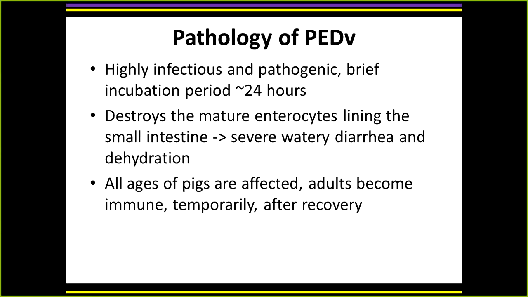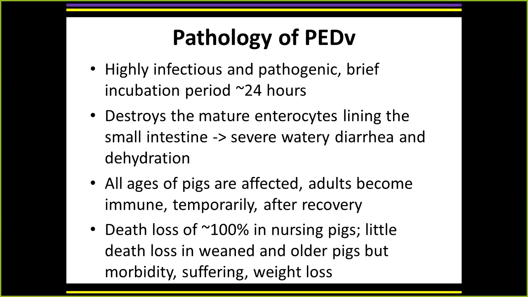Now, all ages of pigs are infected. All of them develop diarrhea at some level. Their mature enterocytes are attacked. And then the adults survive and become immune temporarily after they recover. But in baby pigs, the death loss in nursing pigs is approximately 100%. There's little death loss in pigs that are 3 weeks of age or older and in older pigs, but there is morbidity, there's suffering, there's weight loss.